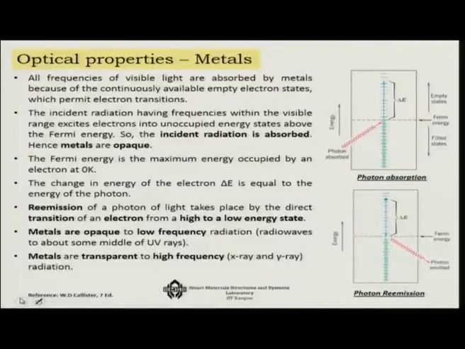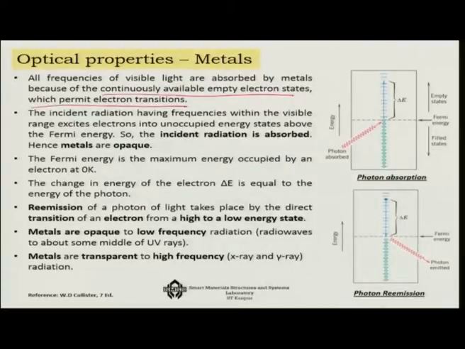Let us first discuss the metals, that is, the optical properties of the metals. Now, all frequencies of visible light are absorbed by metals because they have continuously available empty electron states which permit the electron transitions. I already told you that a metal always has, as if, a cloud of electrons. It never lacks electrons.